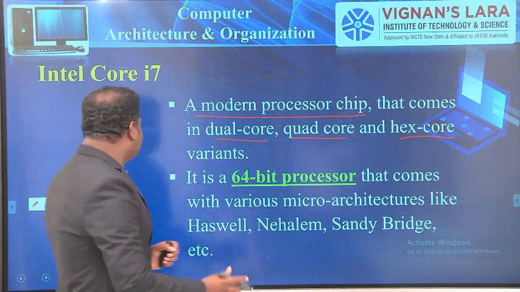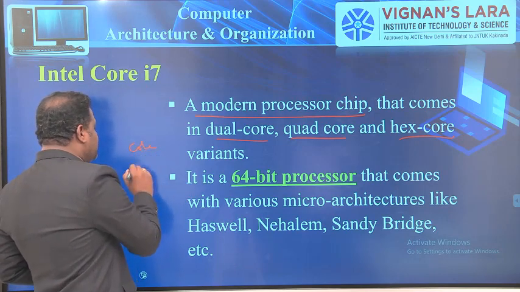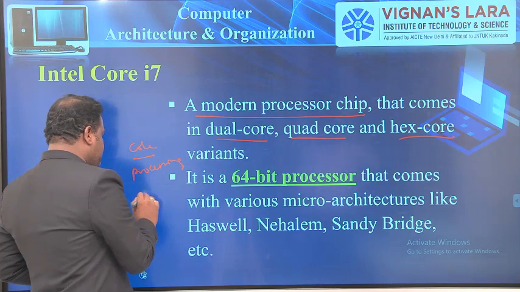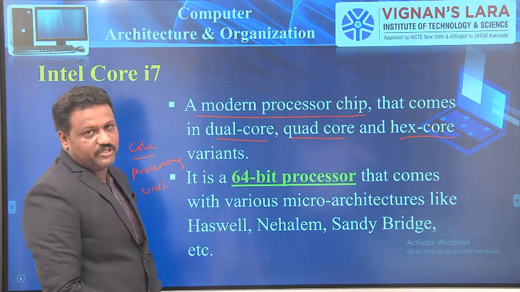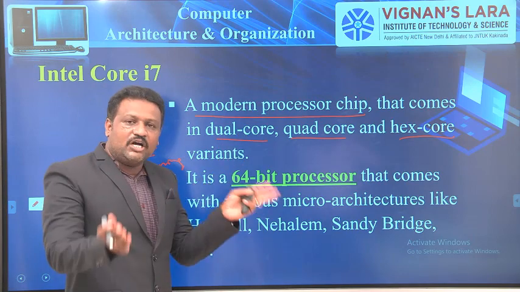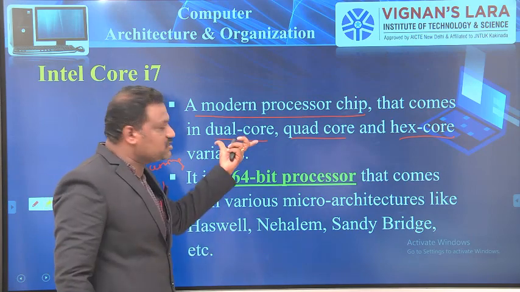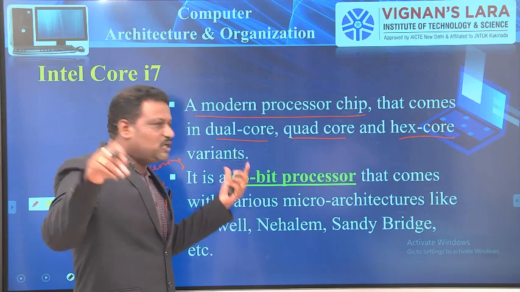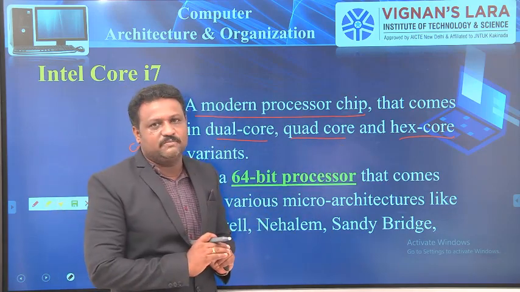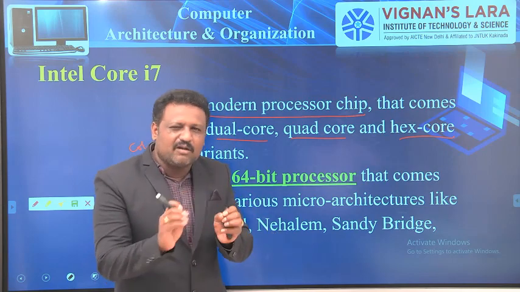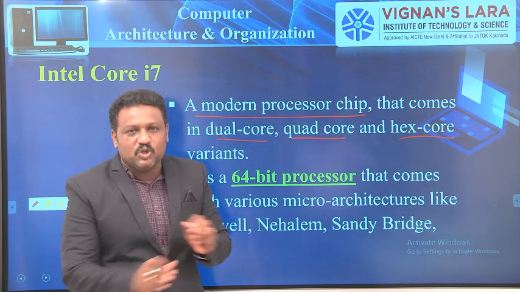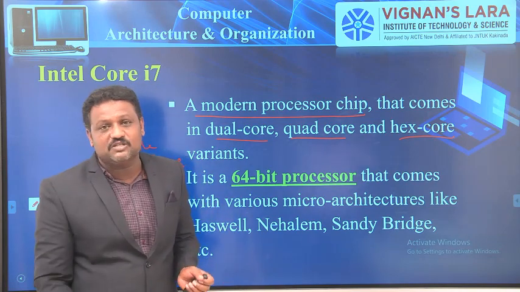You remember, friends, a core is nothing but a processing unit. Your processor is dual core, that means on your processor we have two processing units. Your processor is quad core, the processor has four processing units. These four processing units run in parallel. Once these processing units run in parallel, no doubt the speed of operation of your system increases.